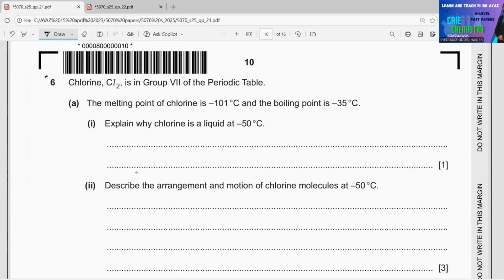Question number 6. Chlorine Cl2 is in group 7 of the periodic table. A. The melting point of chlorine is minus 101 degrees centigrade and the boiling point is minus 35 degrees centigrade. Part 1. Explain why chlorine is a liquid at minus 50 degrees centigrade. Definitely this temperature is between melting point and boiling point. So simply you can mention minus 50 degrees centigrade is between melting point and boiling point.